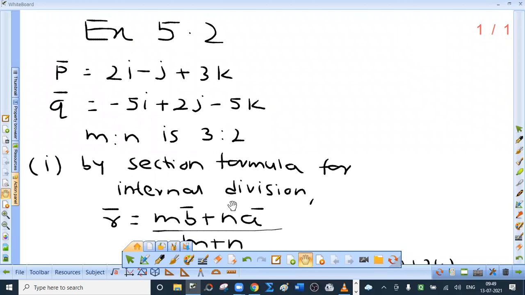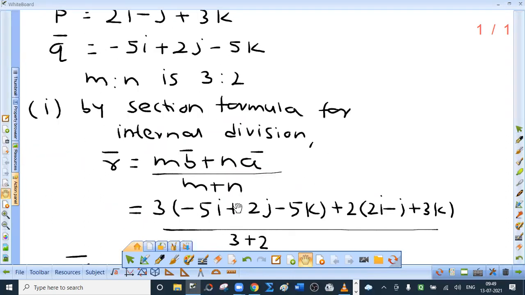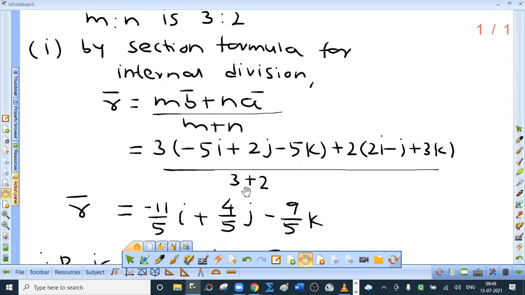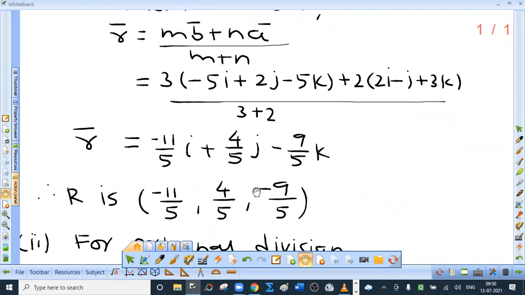Now first internal division. So by the section formula for internal division, R bar equals MB bar plus NA bar upon M plus N. Substitute. You have to simplify patiently. Minus 15i plus 4i, so minus 11i and so on. So what is R bar? Minus 11 by 5 i cap plus 4 by 5 j cap minus 9 by 5 k cap. So R is minus 11 by 5, 4 by 5, minus 9 by 5.